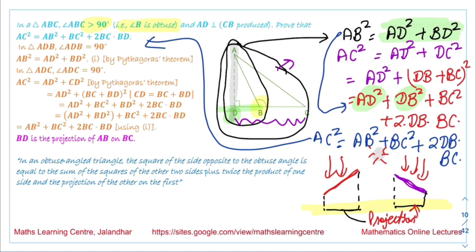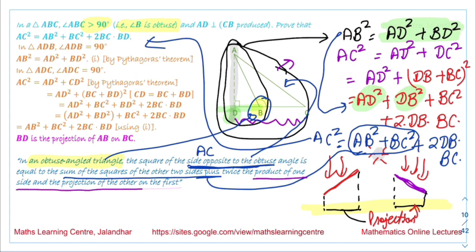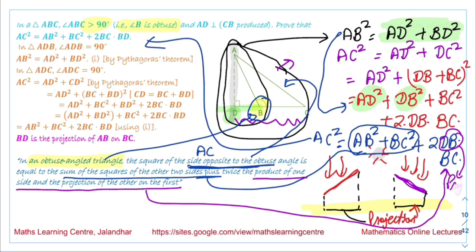So this theorem can be stated in this form: in an obtuse angled triangle, where this angle at B is the obtuse angle, the square of the side opposite to the obtuse angle, which is the side AC, is equal to the sum of the squares of the other two sides, that is AB square plus BC square. Then the next thing we have is plus twice the product of one side and the projection of the other on the first. The projection over here is this BD.